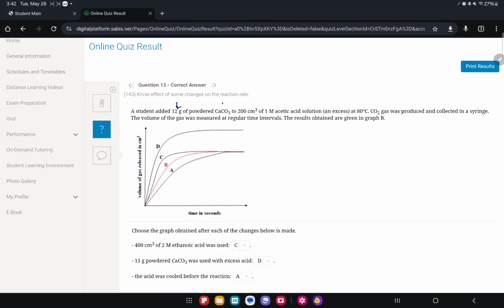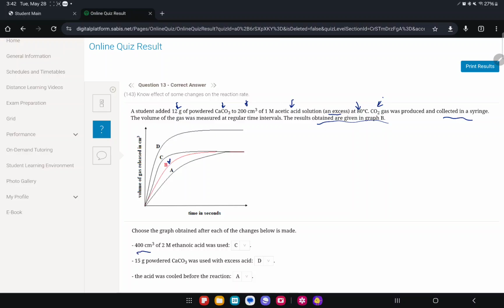A student added 12 grams of CaCO3 to 200 centimeter cube of acetic acid solution. They said acetic acid is the excess, and the temperature is 80 degrees Celsius. CO2 gas was produced and collected in a syringe. The volume of the gas was measured at regular intervals. They gave you three graphs. They said B is the original graph.